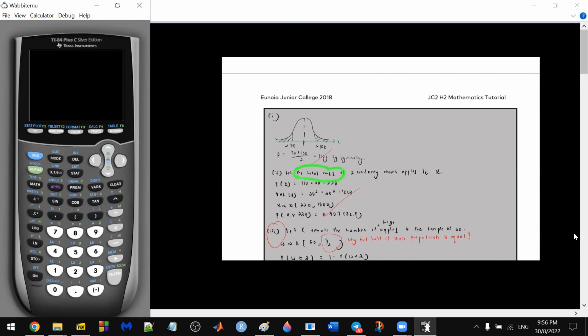Okay. You just let a new random variable x be the total mass. And just add them together and you'll get your expectation and variance. Then you can solve.